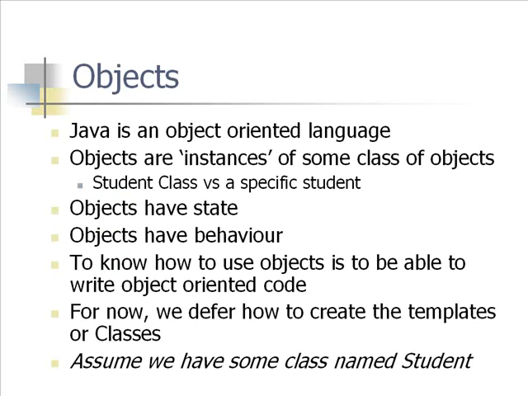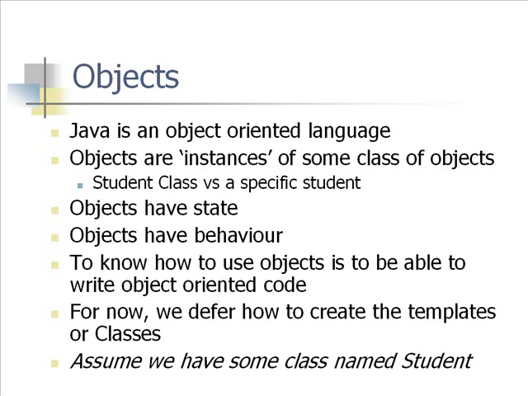Java is an object-oriented language. The whole essence of Java is to be able to create and use objects. What are objects? Well, objects are actually instances of some class of objects. Suppose we have a class named student. We might have a specific student, which would become an instance or a particular student in our code that we want to keep track of.